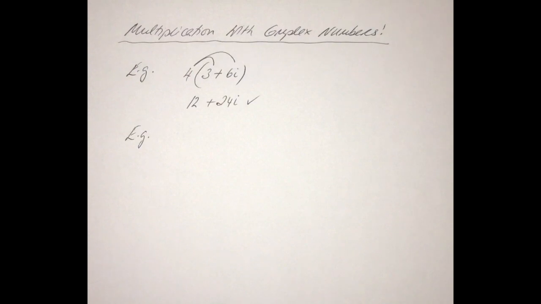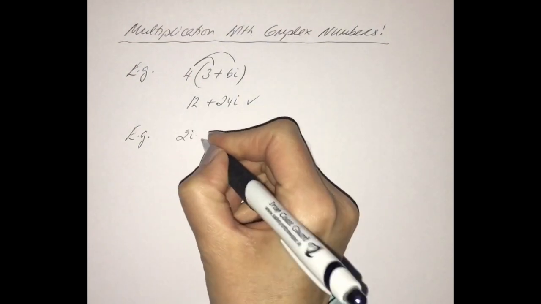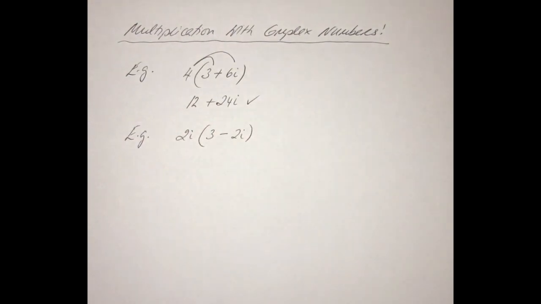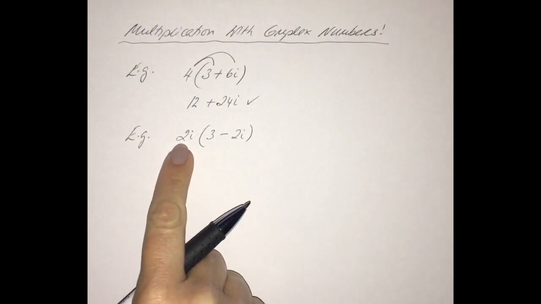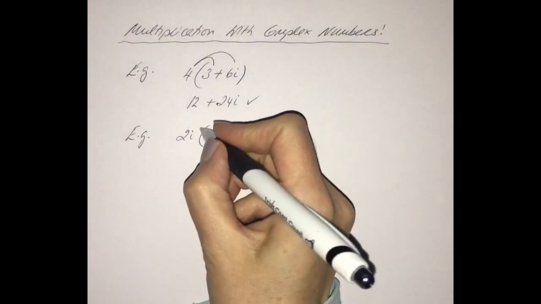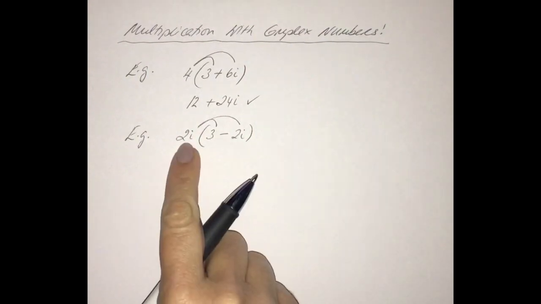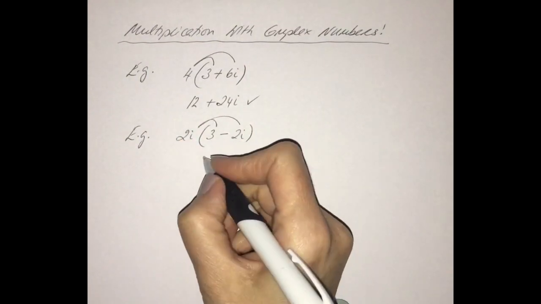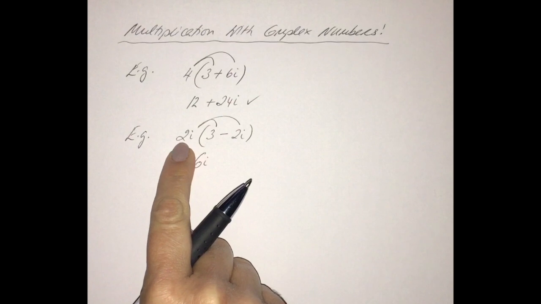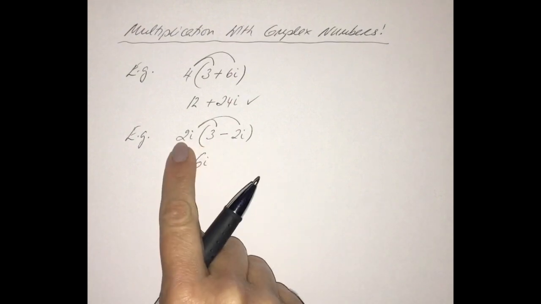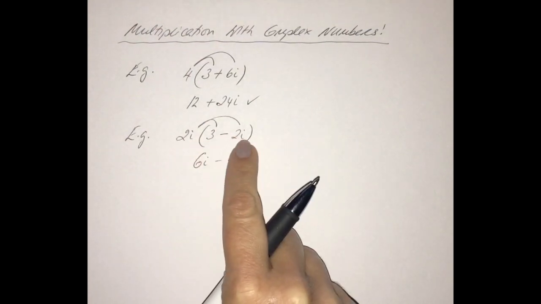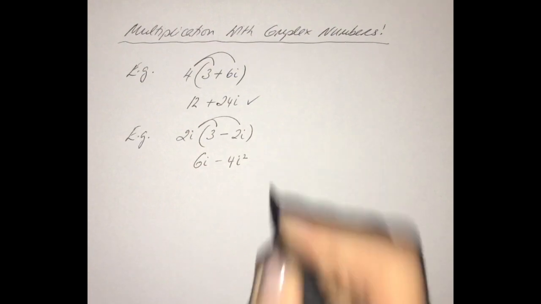But watch out for this particular example here. Let's say you had 2i bracket 3 minus 2i. Okay, so this time we have an imaginary number here, 2i, being multiplied to this complex number, 3 minus 2i. So again, we're going to multiply out the brackets as we normally would. 2i by 3 would be 6i. 2 times 3 is 6, and of course you have your i, so 6i. And now 2i times minus 2i. Well, 2 times minus 2 is a minus 4, and i times i is of course i squared.